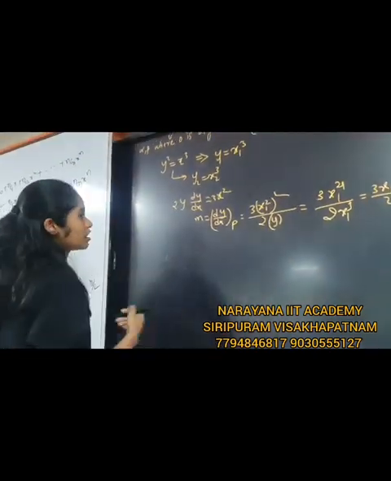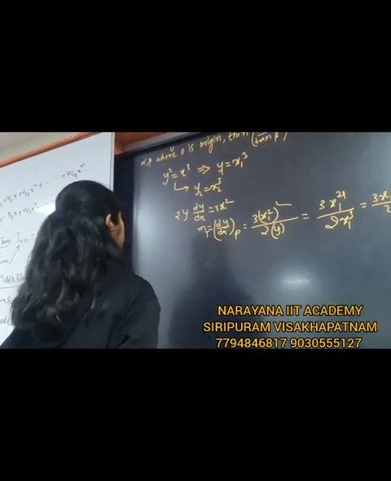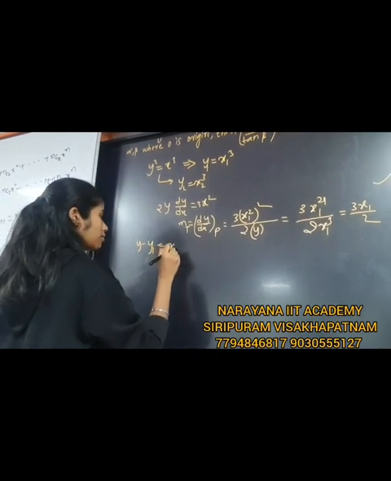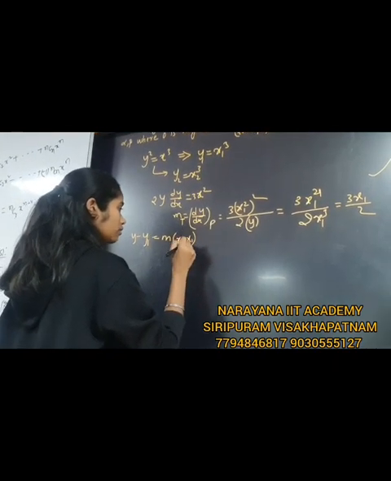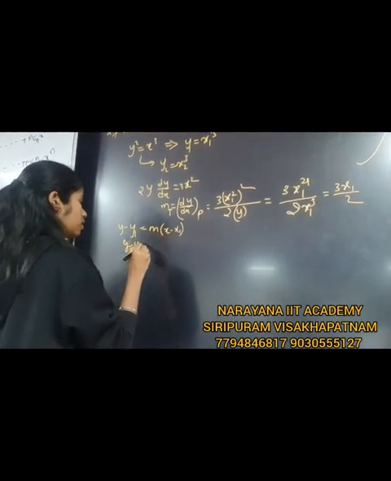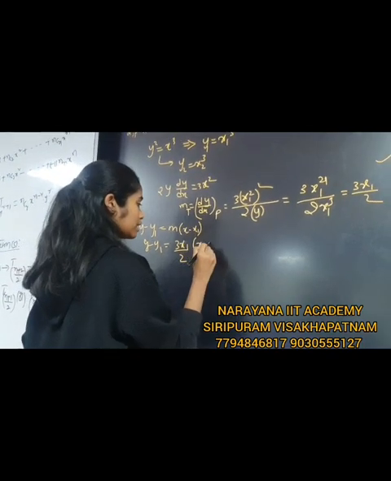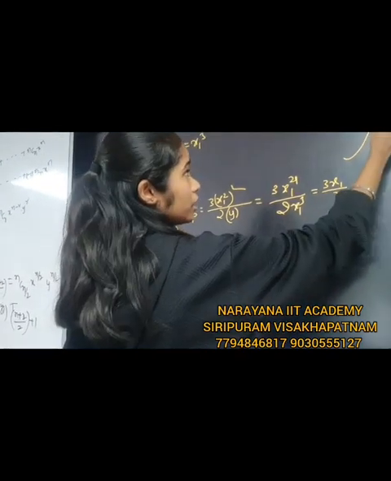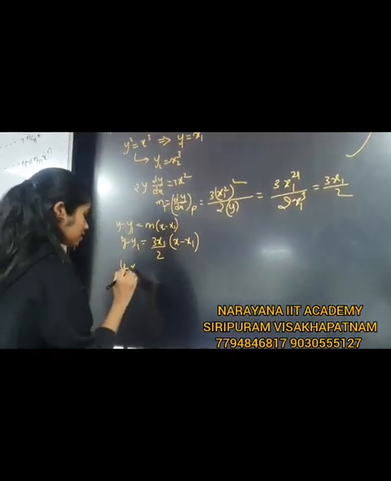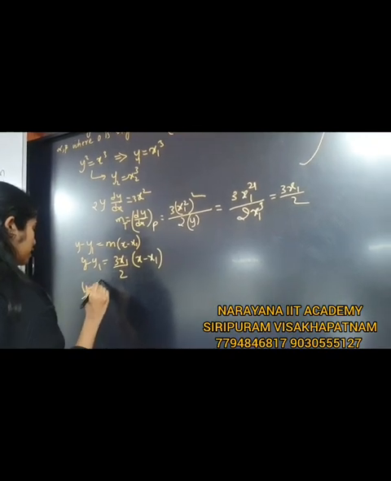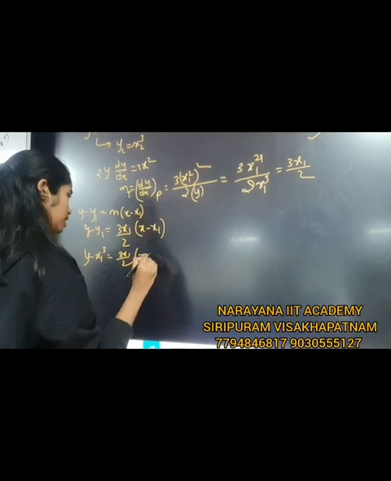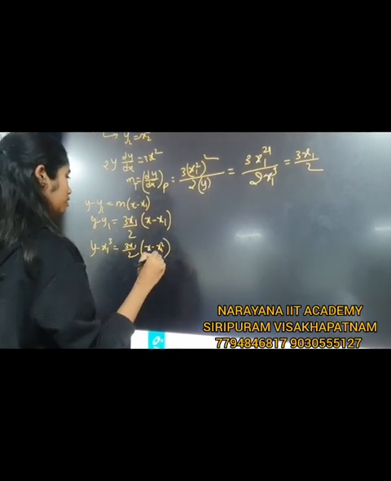Now get the tangent equation from the slope of the tangent. The tangent equation is y minus y1 equals m into x minus x1. Here the slope is 3x1 by 2, so y minus y1 is 3x1 by 2 into x minus x1. Here at point P the tangent is drawn, so the coordinates will be y minus x1 cube equals 3x1 by 2 into x minus x1 square.